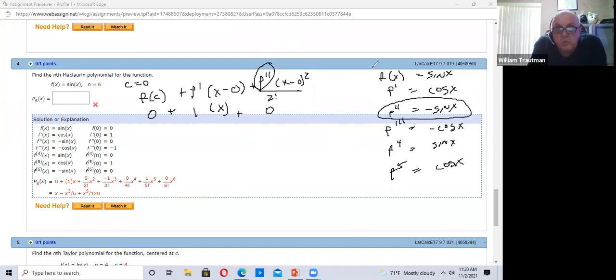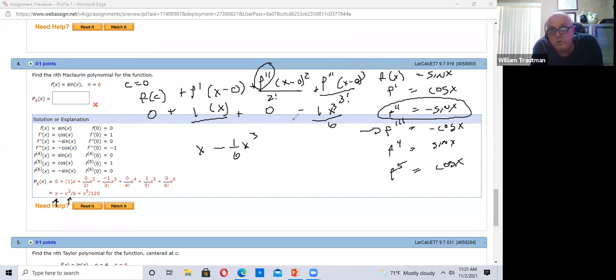And then I'm going to do one more. The third derivative, x minus 0 to the third over 3 factorial. So here's the third derivative. You put 0 in there. Cosine of 0 is 1, so we get a negative 1. So this becomes a minus 1 times x to the third. 3 factorial is 6. So I end up with 1x minus 1/6 x to the third.